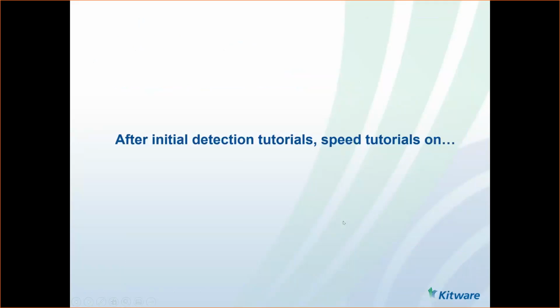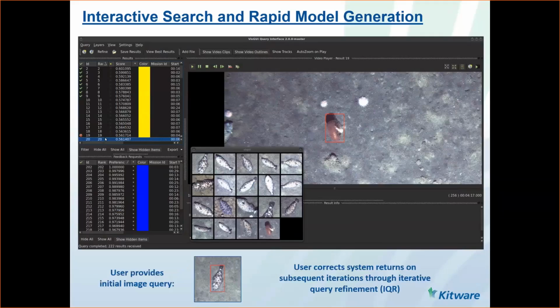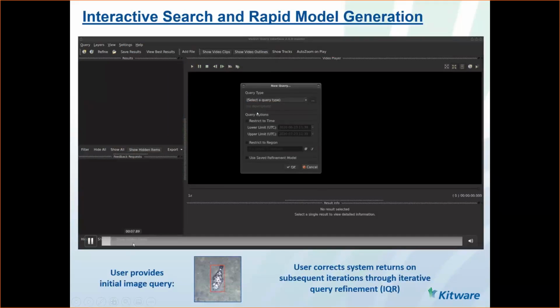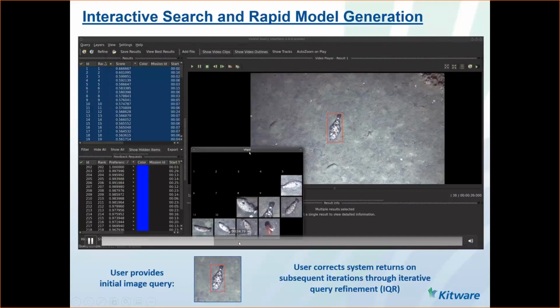So after these initial detection tutorials, we're going to be doing some speed tutorials, and I'm briefly touching on these slides. Literally up probably like a minute or two each, except for this first one here. Going through some of the examples in the example tree on the desktop side, but we'll be doing basically this concept of rapid model generation. That's where you're giving it an image query of what you're looking for.